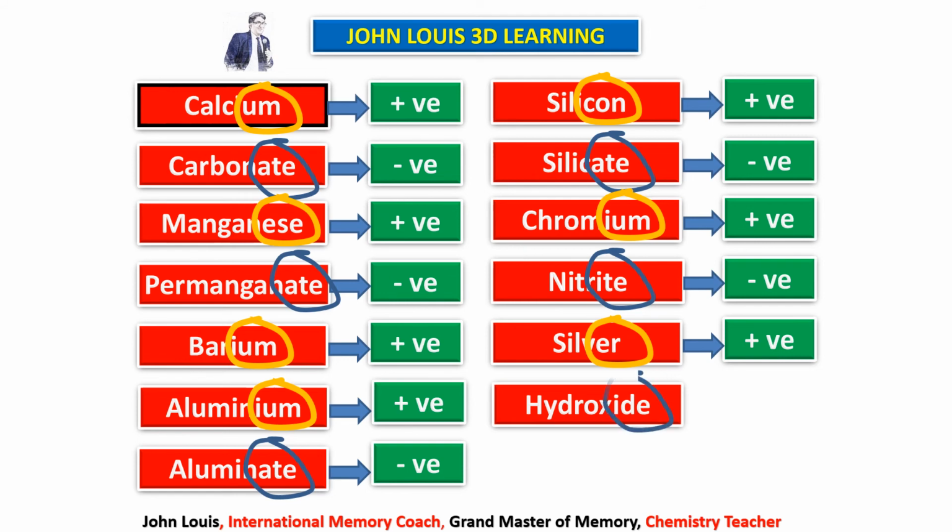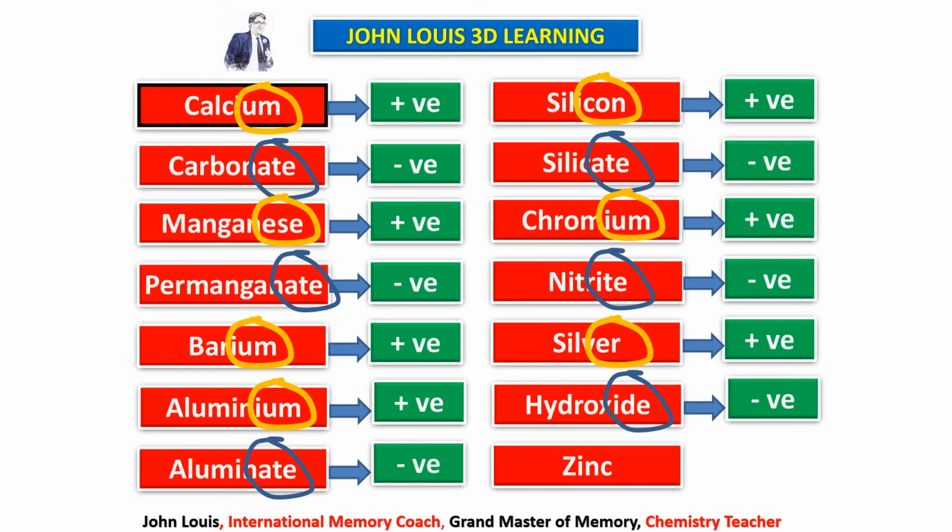Hydroxide, ide. It is ending with ide. Therefore, it is negative. The last one is zinc. It is ending with inc. No, not ending with ite or ate or ide. Therefore, it is positive. So very easy to find out.